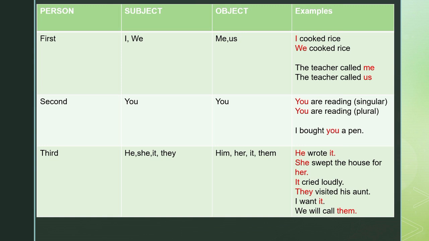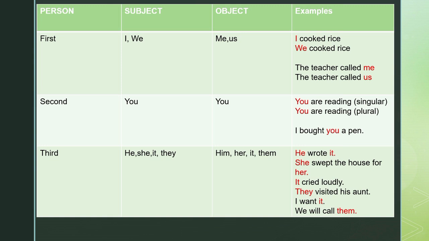who is speaking, then we'll say the teacher called me. So me is the singular pronoun that we use in the first person when we are talking about object or objective case. And if we are many, then we'll say the teacher called us. So us is the pronoun that shows plural form in the objective case of the first person pronoun.